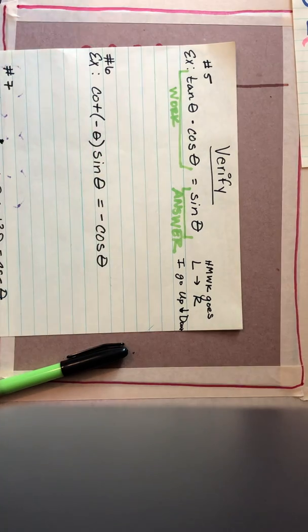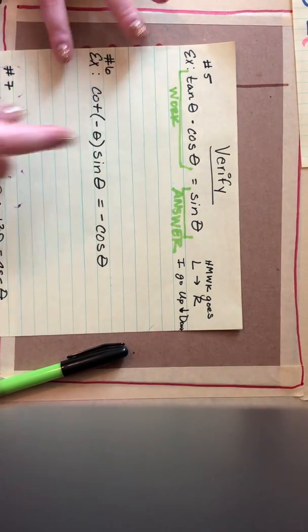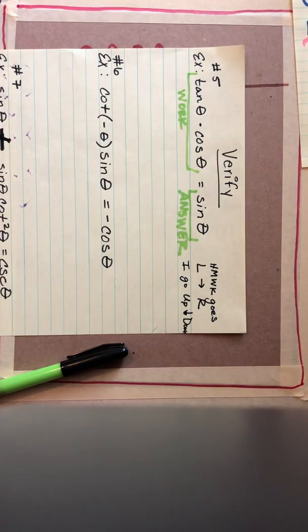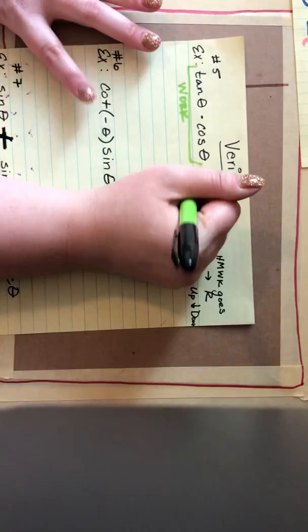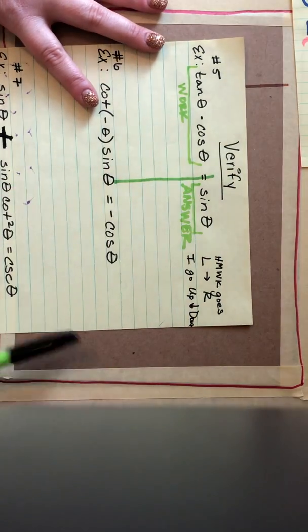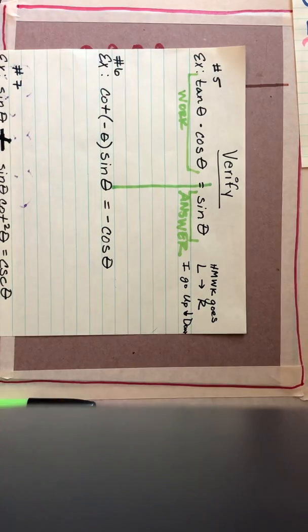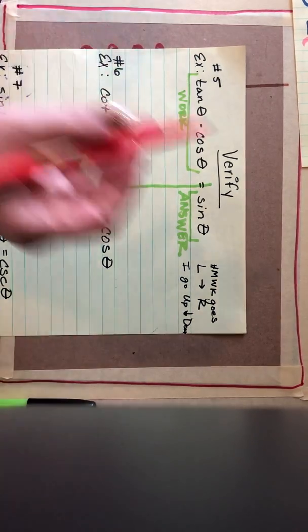The whole point of verifying is to prove to your math teacher that you know what you're doing instead of just photo mathing it. Okay, so we're going to start trying to simplify, trying to plug things in, and we are just going to work on the left side. So first, let's change everything to sines and cosines.